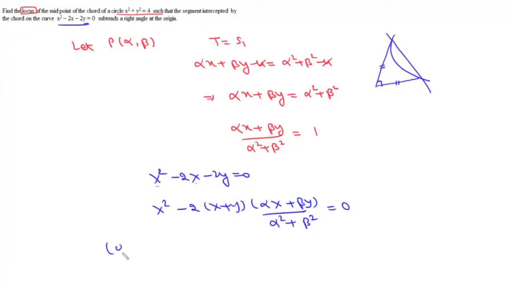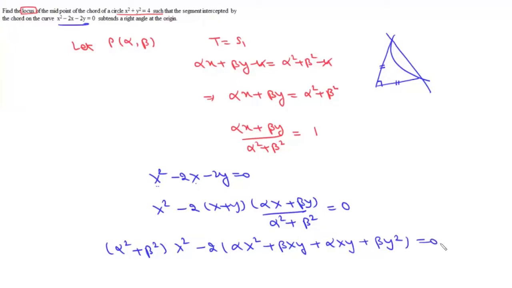Now this is alpha square plus beta square x square, and then minus 2, and this is alpha x square plus beta xy plus alpha xy plus beta y square equals 0. Now since these pair of straight lines are perpendicular, that means coefficient of x square plus coefficient of y square must be 0.